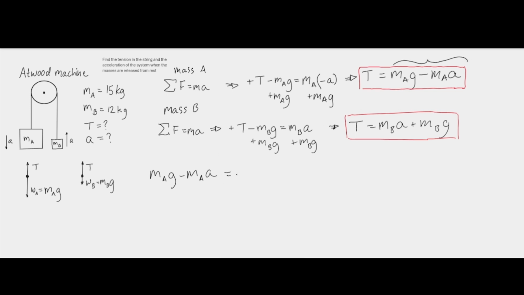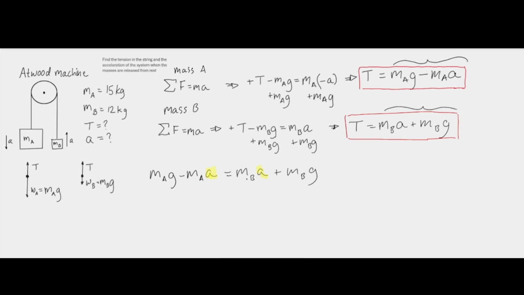And since they're both equal to T, I'm now going to write this portion right here. And that's m sub b times a plus m sub b times g. And I'm wanting to get this acceleration. It's buried in both of these terms here. I want to get them both on the left-hand side.